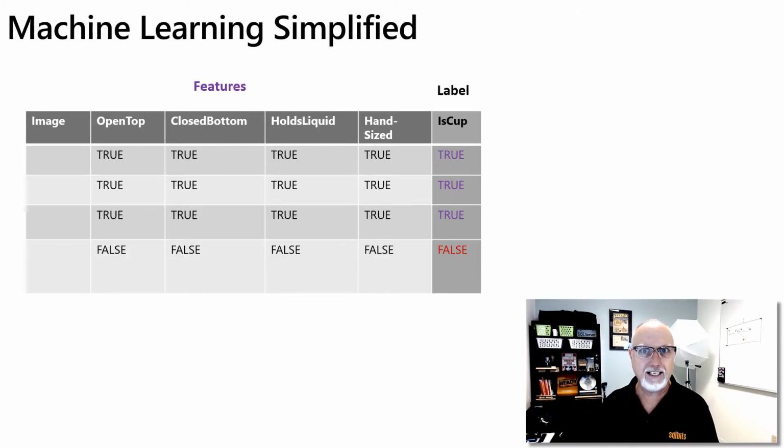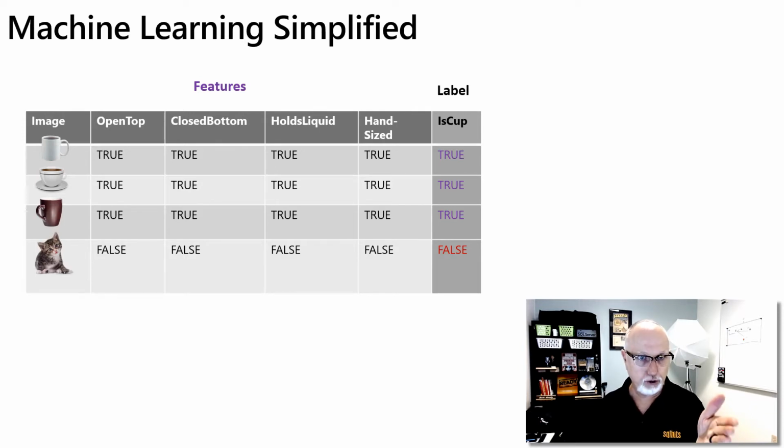Is it right or not? So we know this in advance. We have some data that we know in advance. So we have some images we've done here, and you can see that the first one's true, and the second one's true, and the third one's true. The fourth one rather, is my cat Tina, and Tina is not in fact a cup. She doesn't have an open top or a closed bottom. Trust me, she does not hold liquid, and she was hand-sized, but she's not anymore. She's a fairly chunky cat, so she's no longer. So she's not a cup. We kind of understand that.